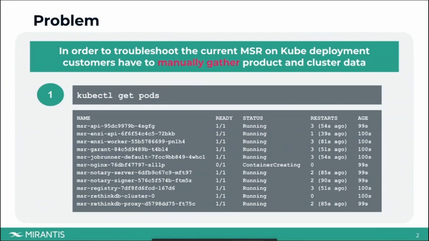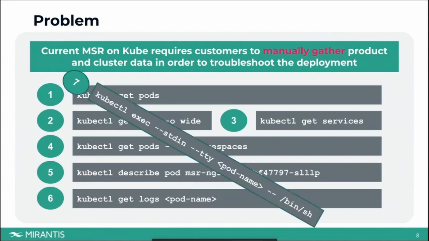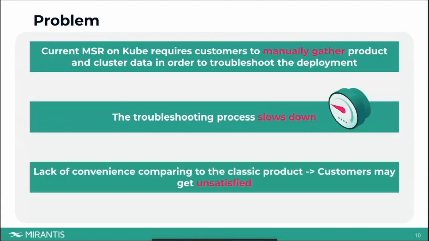Let's take a look at the example of what the customer has to do if he has any type of issue. First, he tries to gather some general information, then more and more information step by step. Then the customer has to collect all that information in an archive and send it to the Mirantis support team. So the troubleshooting process slows down. And because it's inconvenient for our customers to collect each and every log requested by the support organization, the customers may get unsatisfied.